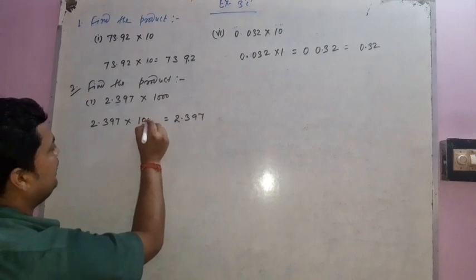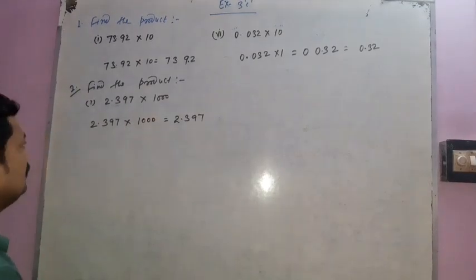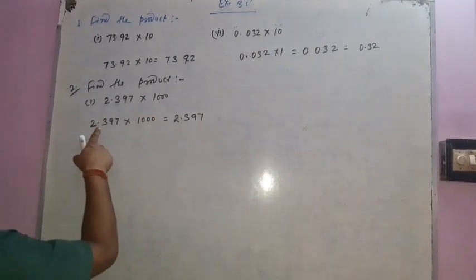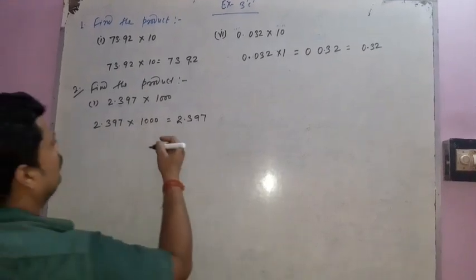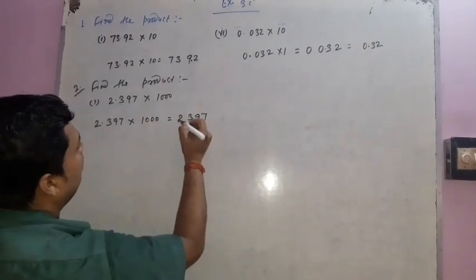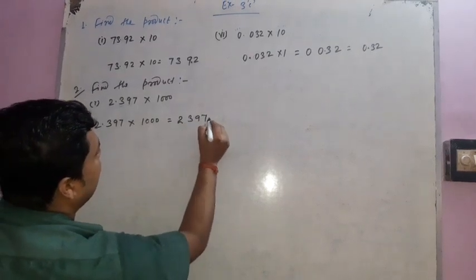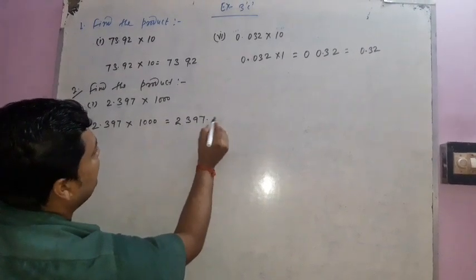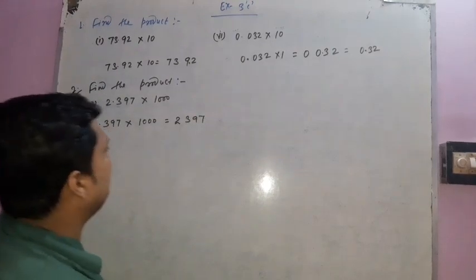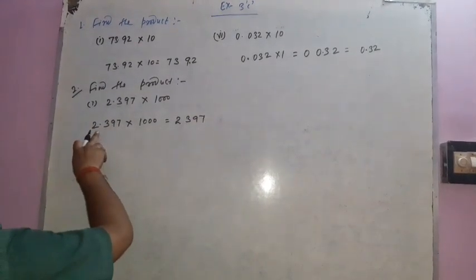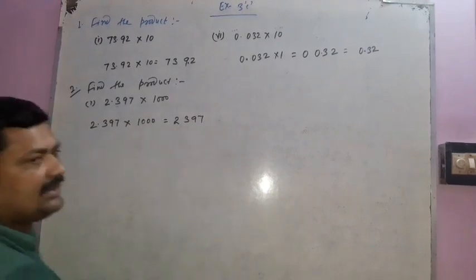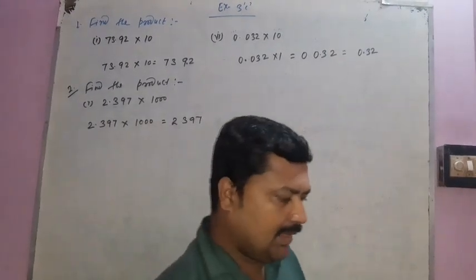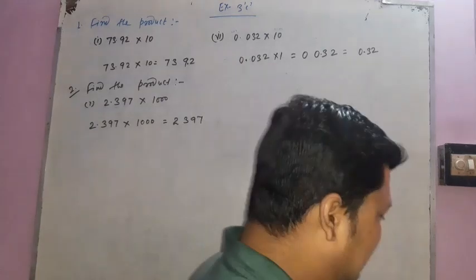Now how many zeros are here? 1, 2 and 3 zeros. So we have to put the decimal after 3 digits from the current position. The current position is here. Now we will put the decimal after 1, 2 and 3 digits. So there is no digit after the decimal, so we remove the decimal here. The product of 2.397 into 1000 is equal to 2397.